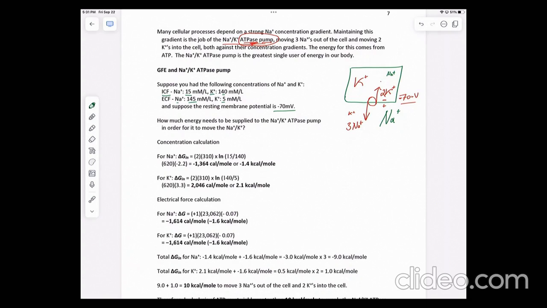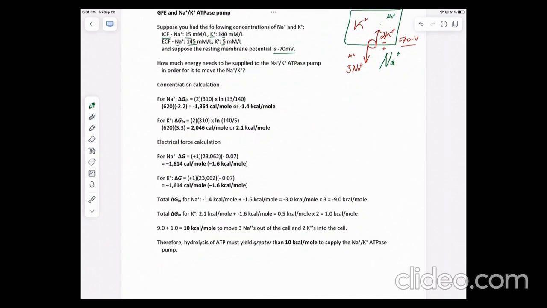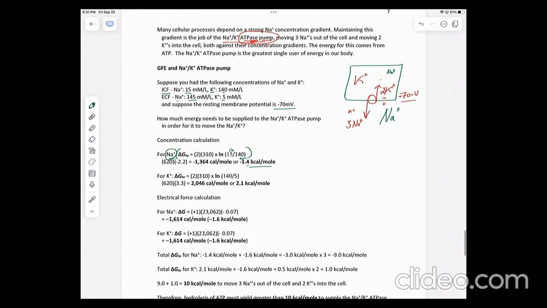So now we want to figure out exactly how much energy it takes to run this pump. Let's utilize our tools. We have our standard equation, and we're just going to plug in. Reminder, in is on top, out is on the bottom. So we plug this in for sodium, and what we get is negative 1.4 kilocalories per mole. And you say, wait a minute, I'm trying to push that sodium out, which requires energy. I do the equation and I get a negative, which means it's releasing. So what's that all about?